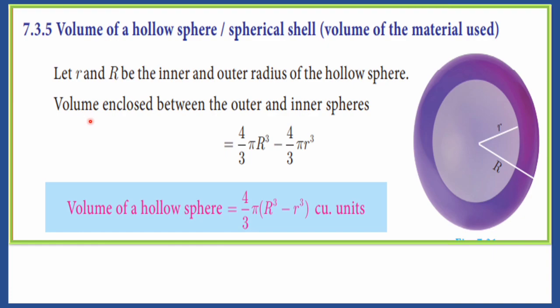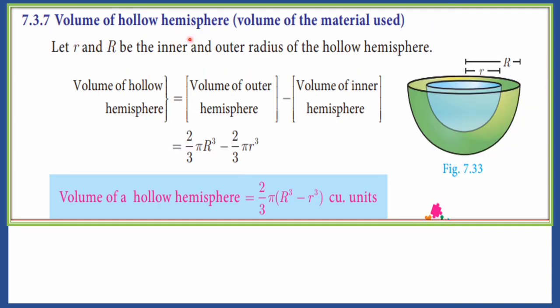Here the volume of the hollow sphere is the difference between the volume of the outer sphere and the volume of the inner sphere. As we know, volume of a sphere equal to 4 by 3 pi r cube. For outer sphere we substitute capital R, for inner sphere small r. Take the common terms outside. So volume of a hollow sphere equal to 4 by 3 pi (capital R cube minus small r cube) cubic units.